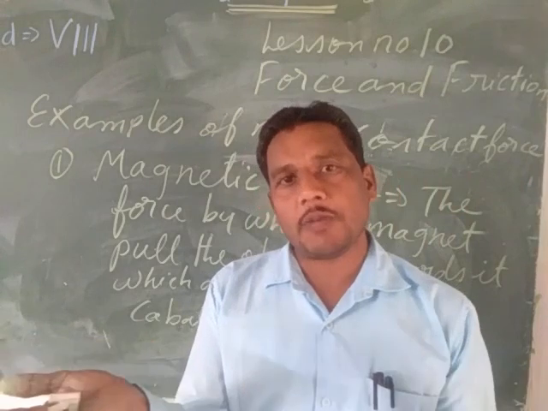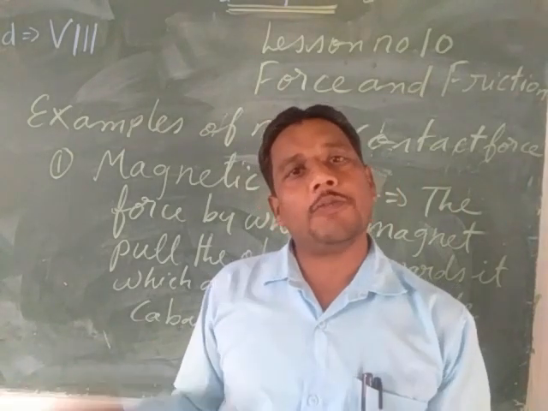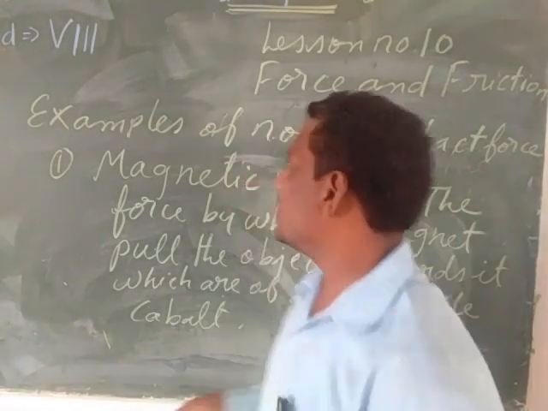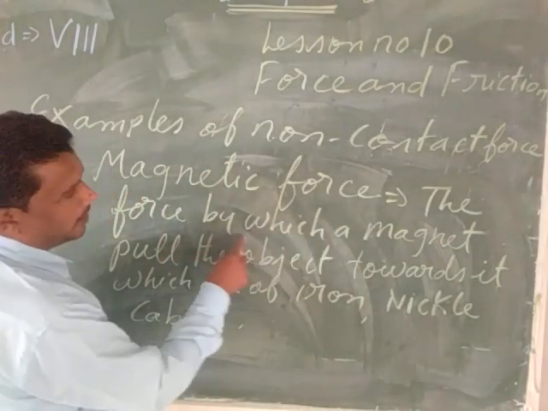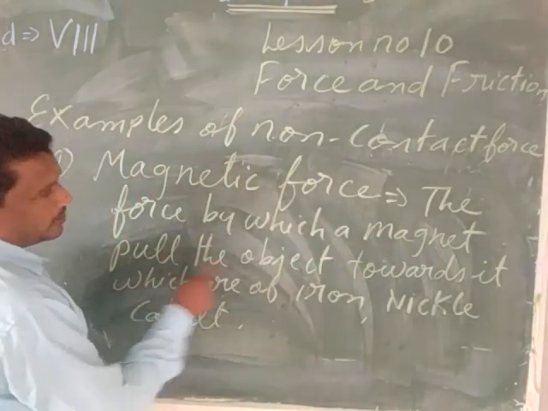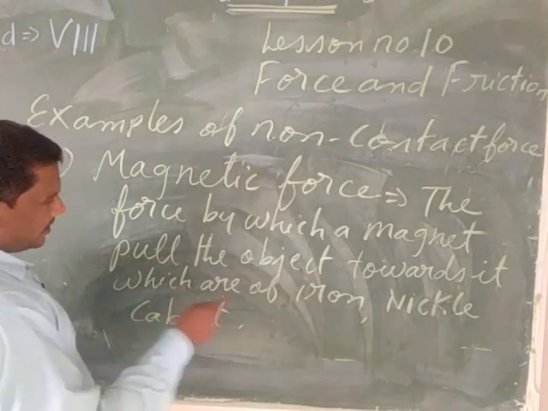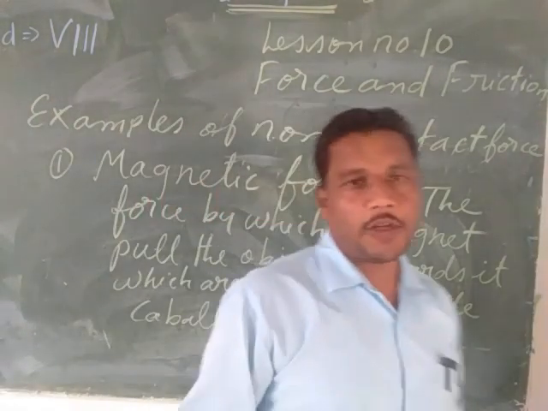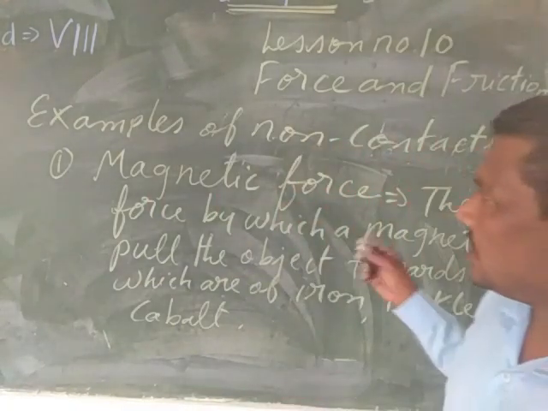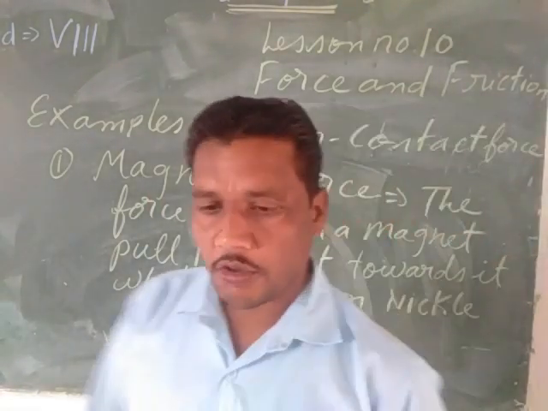Even though the two bodies are not in contact with one another, the objects are going and sticking to the magnet. So see, magnetic force is the force by which a magnet pulls the object towards it, which are of iron, nickel and cobalt. That is also a type of the non-contact force. So my children, these are the two main examples of the non-contact force.